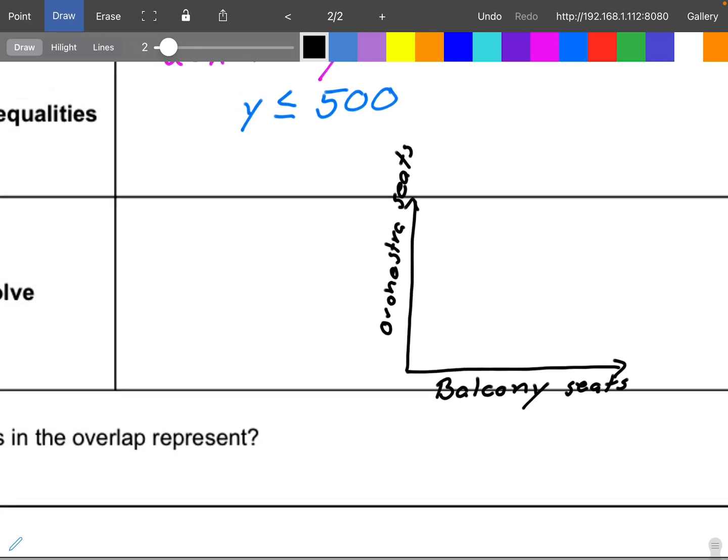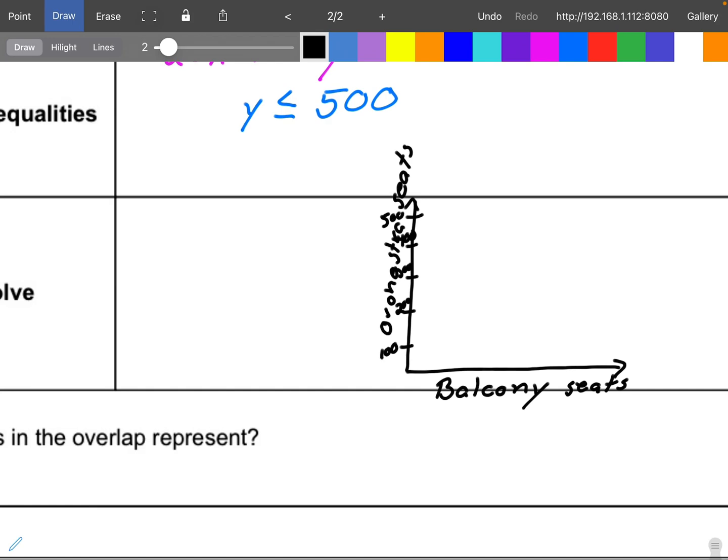Okay, so let me zoom in on this. We need to put some numbers in here. For balcony seats, we have no idea how high those can go, but we know that orchestra seats can only go up to 500. So I'm going to say 1, 2, 3, 4, 5, and we're going to make these hundreds. So this is 100, 200, and I should have left a little more room to write. 300, 400, and that would be 500.